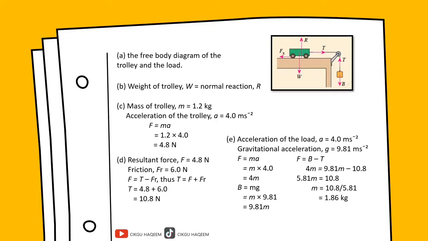For the first question, sketch the free body diagram for both trolley and the load. So in here, the trolley's motion is towards the right, with the tension of the string force, and the opposite direction is frictional force to the left. The trolley is moving in a horizontal motion, and then we have normal reaction facing upward balanced with weight facing downward for the trolley.